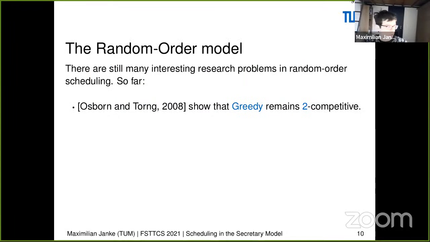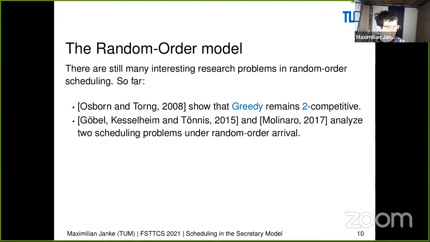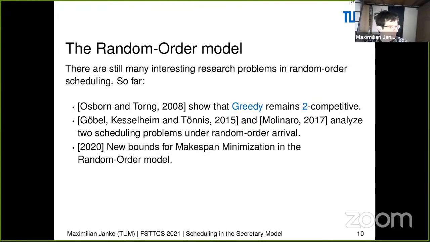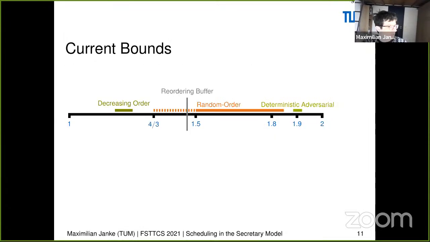So let me briefly review the literature. So far it's known that the greedy algorithm, which is just a simple strategy for make-span minimization that always uses the least loaded machine, does not improve in the random order model, at least not for large numbers of machines. This was shown by Osborne in 2008. Then there are, as far as I'm aware, two other papers which analyze scheduling problems under random order arrival. And they also know the number of jobs in advance. In 2020, we already studied these problems, but we don't know the number of jobs in advance. Here we set this model apart from the deterministic adversarial model by providing a 1.84 competitive algorithm, and we also had some lower bounds.